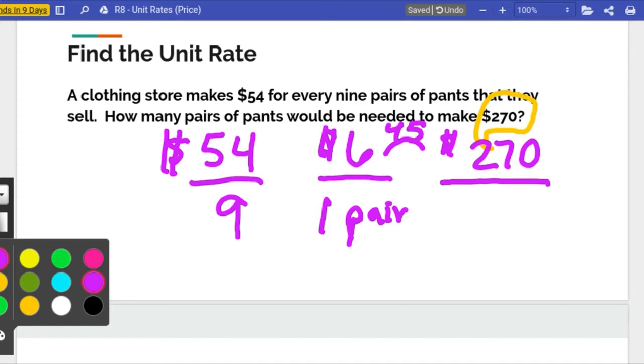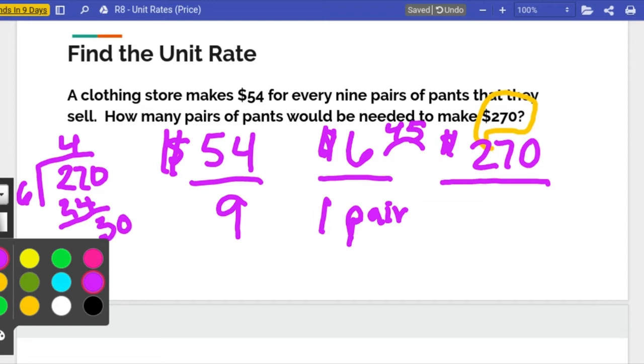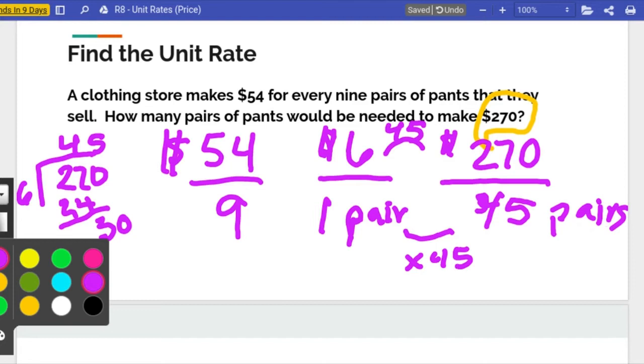If you needed to, you could just figure that out. You could do 270 divided by 6 over here if you needed to figure out what you were scaling up by. And it's 45. So then you need to multiply that one by 45 as well. So it looks like to make $270, I would need to sell 45 pairs of pants.